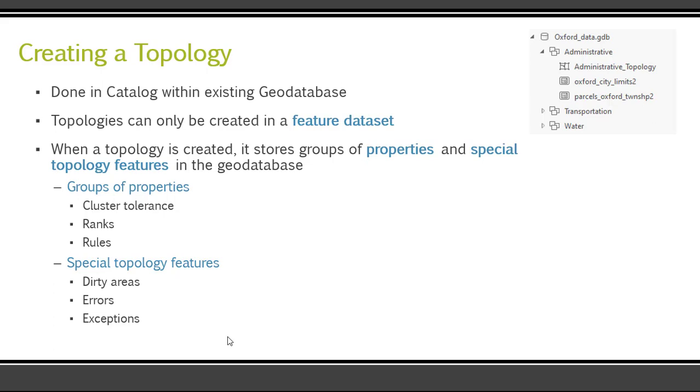When it's created, it does store a set of properties and special topology features. The properties it stores that you are going to interact with are the cluster tolerance, the ranks, and the rules. And then the special topology features that will end up being created are dirty areas, errors, and exceptions. And we're going to talk through each of these properties and each of these special features.